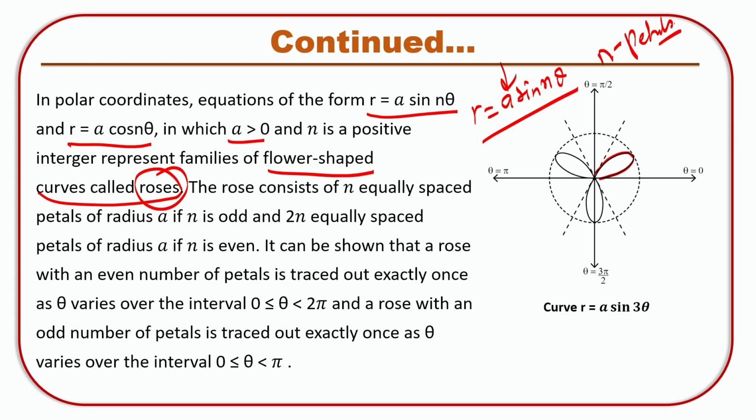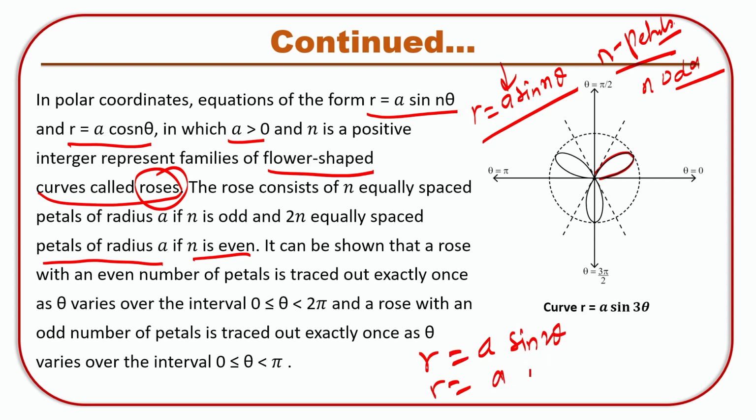If n is odd, there are n petals, and if n is even, there are 2n equally spaced petals of radius a. So, you have r equal to a sin of 2 theta and r equal to a sin of 3 theta. Both have different types of petals. The first one, r equal to a sin 2 theta, has 2n petals since n is even, while r equal to a sin 3 theta has only n petals, and it lies within the circle r equal to a, right.